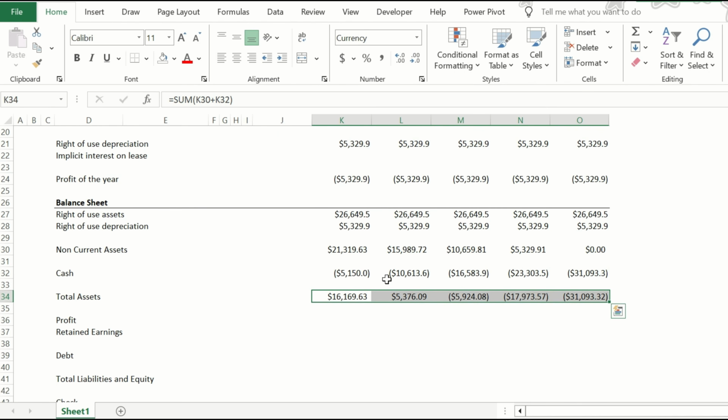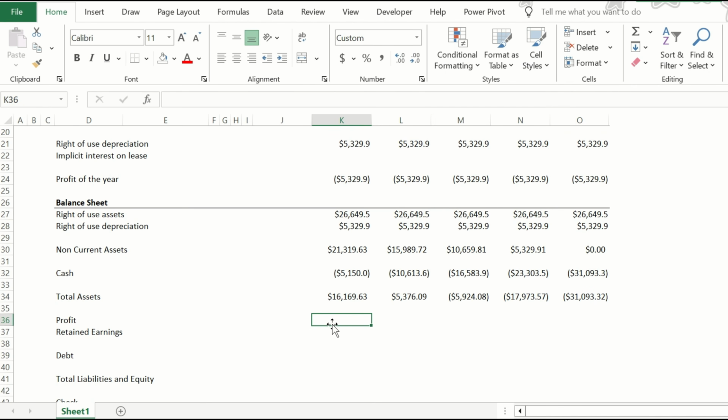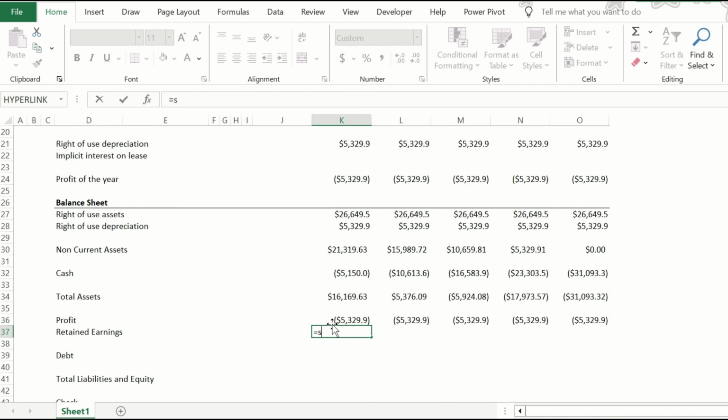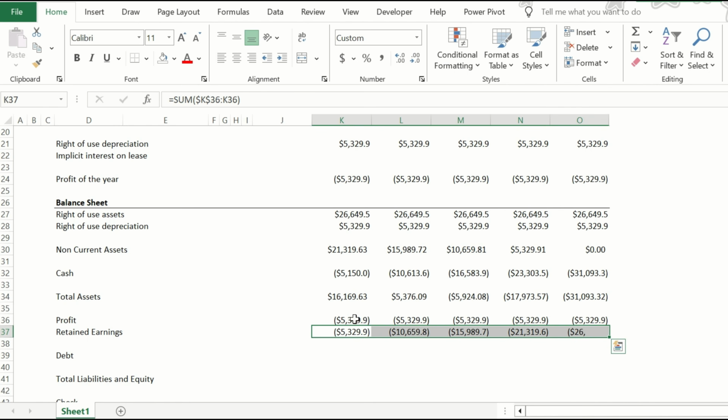Now on the equity and liability side, we will have profit for the year, using which we will calculate retained earnings as cumulative profit. So let's bring our profit number here. It's negative, of course, so our retained earnings will be cumulatively negative. Again, we will use the same formula for the cumulative. Lock it here, anchor your first number, then make it flexible and press Ctrl+R. So this is your retained earnings.